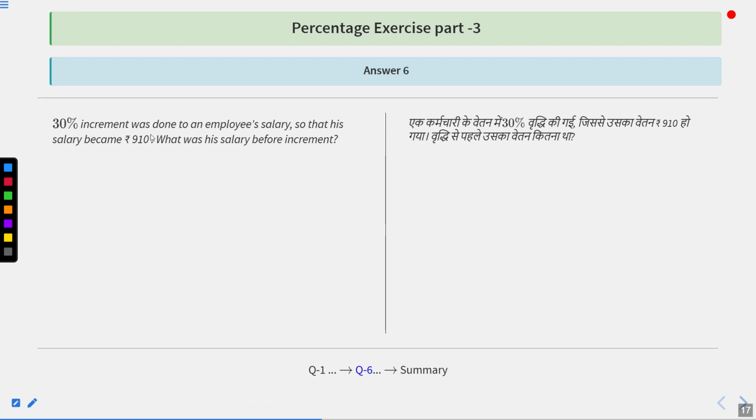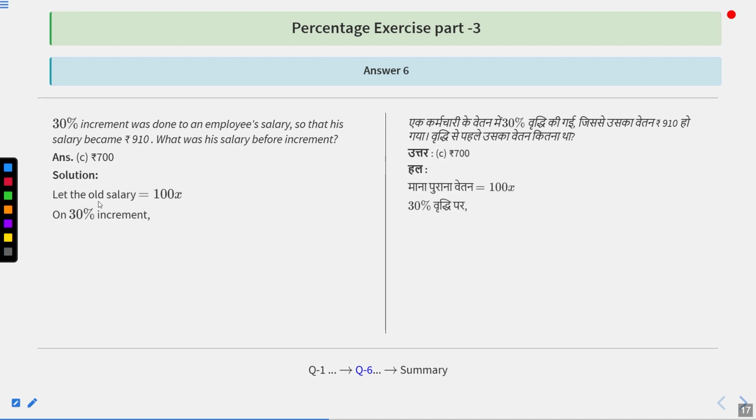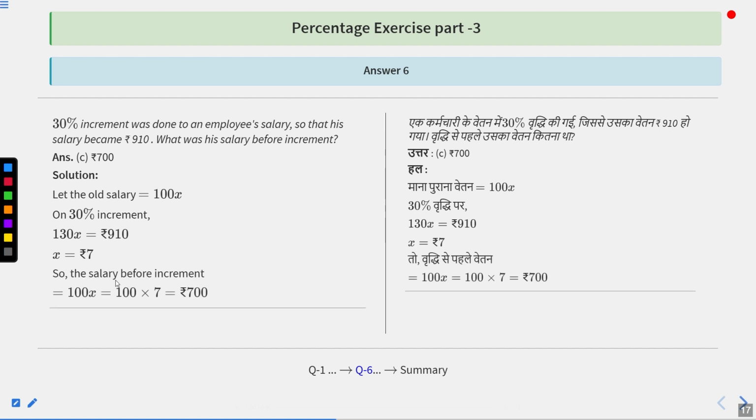So a 30% increment was done and salary became rupees 910. We have to find the salary before increment. So let the old salary be 100x. On a 30% increment, it is going to become 130x. But according to the question, it is equivalent to 910 rupees. Therefore, 130x is equal to 910, because 30% of 100 is 30. So we can say 100x plus 30x is equal to 130x is the new salary. That is equivalent to 910 rupees. So from here, the value of x is going to be rupees 7. But we have to find the salary before increment, that was 100x. So the salary before increment is going to be 100 into 7, that is 700 rupees. Option number C is the right answer.